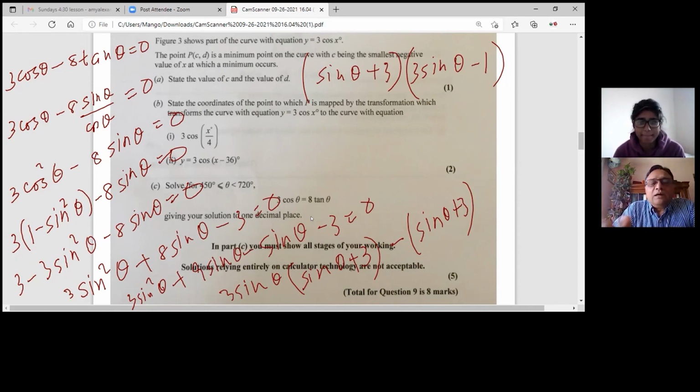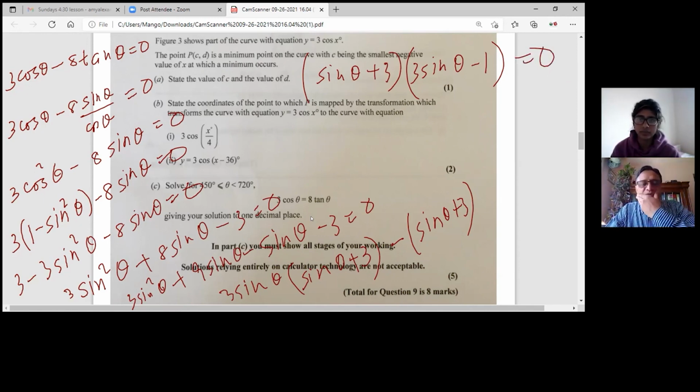So basically, let me just summarize this. We bring tan theta to one side, multiply by cos theta, so you get a quadratic equation: 3 cos square theta minus 8 sine theta equals 0. And cos square theta is replaced by 1 minus sine square theta. Open the bracket and you get a quadratic equation in sine theta. Now factor this equation. Once you factor, you get sine theta plus 3 times 3 sine theta minus 1. This is the equation which we are going to solve.